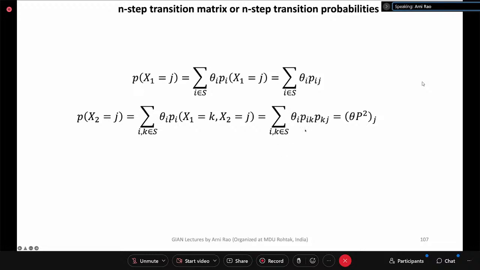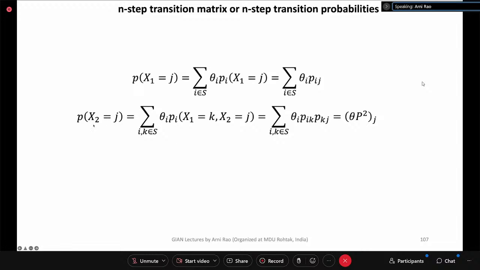Theta i, k, theta i Pik, Pkj, this is like n-step transitions. For my various sets there are states; we don't know what they are, but i, j, k are arbitrary states in S. They are not just 3. There are many more, a finite number of states. This is how we denote. So notation is also important, as I mentioned. Just work out what's happening. P of x1 equal to j is the summation of theta i Pij, and so on.